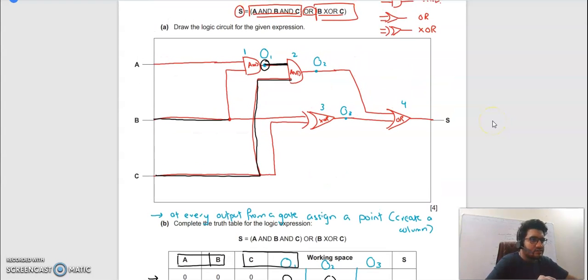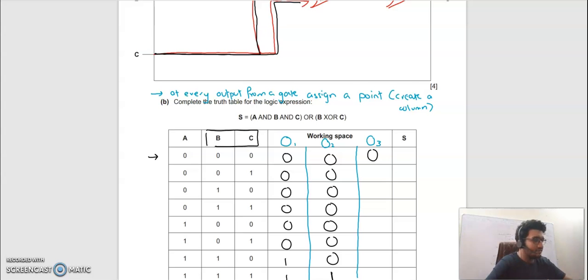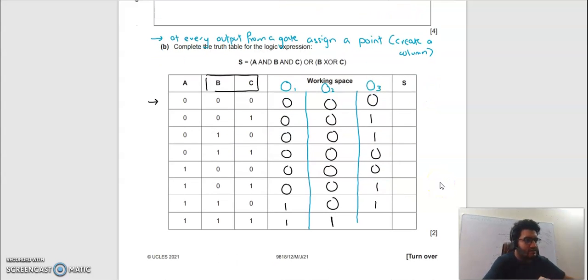Now O3 is an XOR between B and C. So for my O3, what I'll need to do is consider B and C. So let's see, 0, 0 is a 0. Remember, XOR is 1 if the two inputs are different. Like 0, 1 gives me a 1, or 1, 0 gives me 1. The remaining ones are going to be 0. So 0, 1 is a 1, another 1, 0, 0, 1, 1, and finally I'll have a 0.